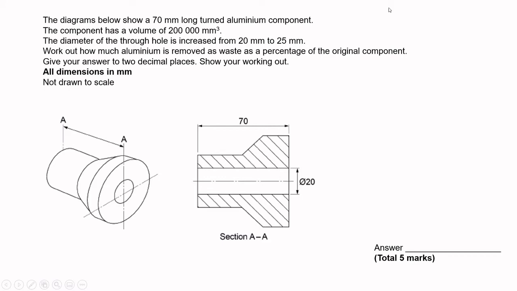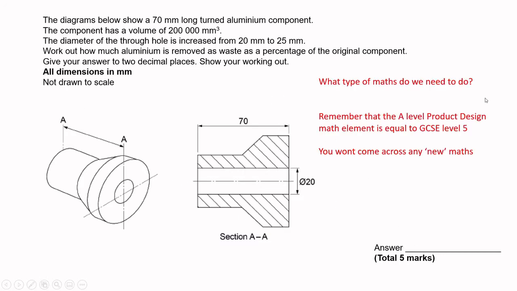So a few things to look at before we start trying to answer it. It says that all dimensions are in millimeters and it's not to scale, so it's got everything we need on there. It's also worth pointing out, first of all, what type of maths do we need? Bear in mind that the A-level product design course says that the maths level will only go up to GCSE level 5. You're not going to be taught any new product design specific maths. Entry requirements to get onto the course require a 4 or a 5 in maths anyway, so it shouldn't be something that is completely new to you.